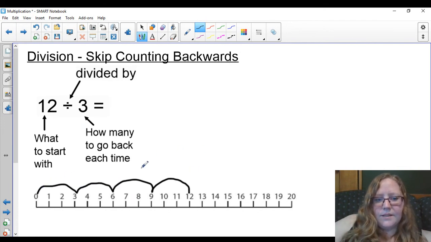And now that I'm at 0, I can see that I have 1, 2, 3, and 4 groups. So I know that there are 4. If I take 12 and I divide it by 3, I have 4 in each group. These strategies are tricky, but I know you can do it.